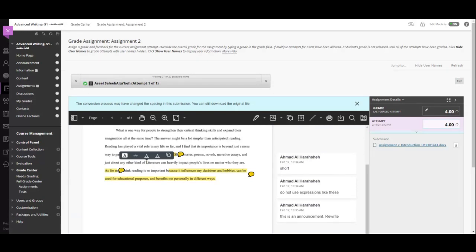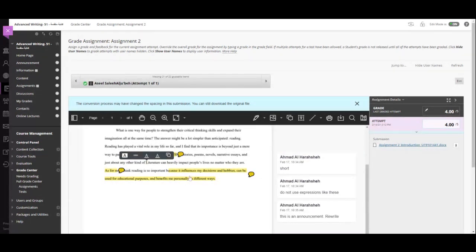We spend the majority of our time on social media. Am I right? Who's going to write about the topic? Rania, I think. Rania, Lana, who's Nurhan? Yeah, about the use of social media. Yeah, because it influences my decisions and hobbies, can be used for educational purposes, and benefits me personally in different ways.